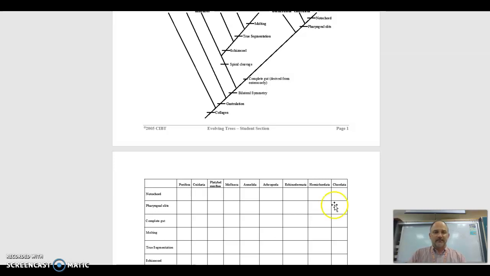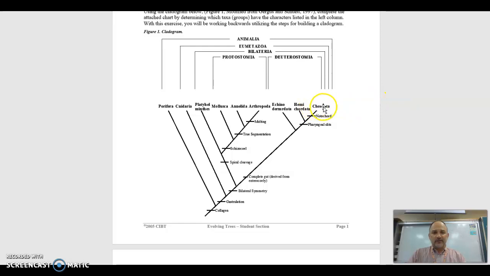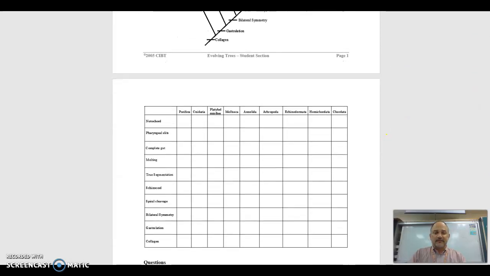Revisit this a little bit, because you'll notice that after, for example, bilateral symmetry, sure, Hemichordata, Chordata, and Echinodermata have bilateral symmetry, but so do all of these. They branch off after bilateral symmetry. So Platyhelminthes and Mollusca and Annelida and Arthropoda also have bilateral symmetry. So some of these traits are going to have a lot of plus marks in the table, and some of them are only going to have 1 or 2. Right? So look at that carefully. Make sure you fill that out.